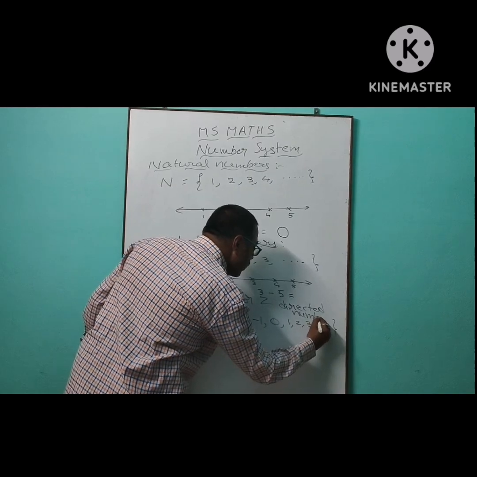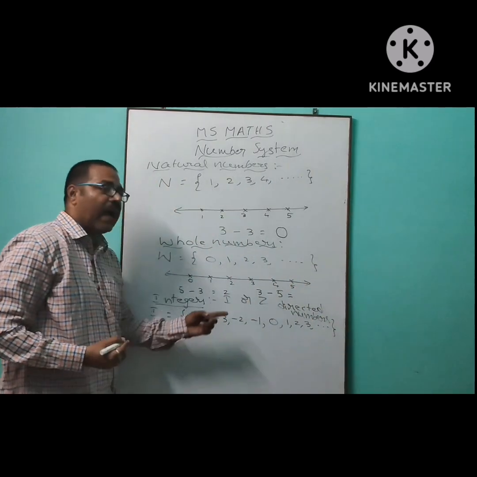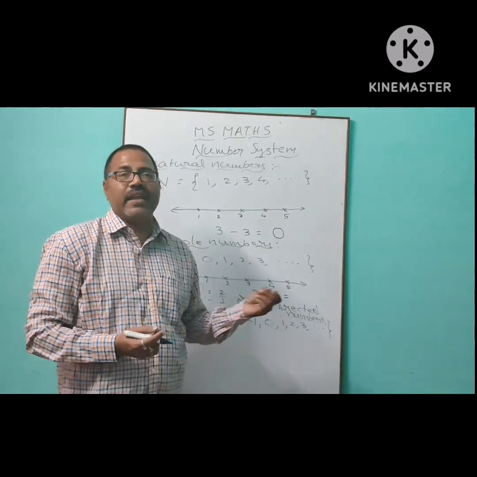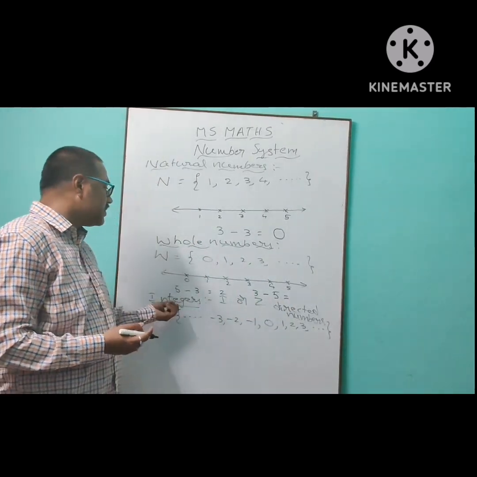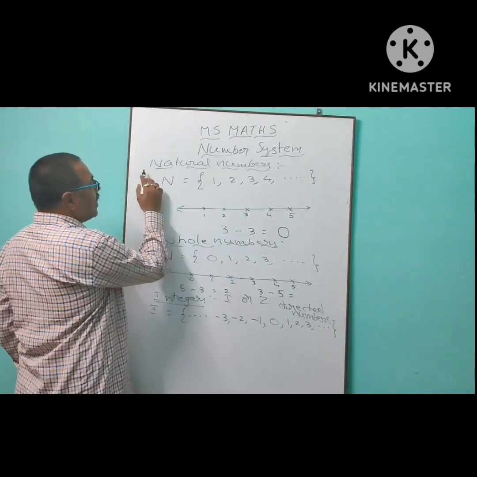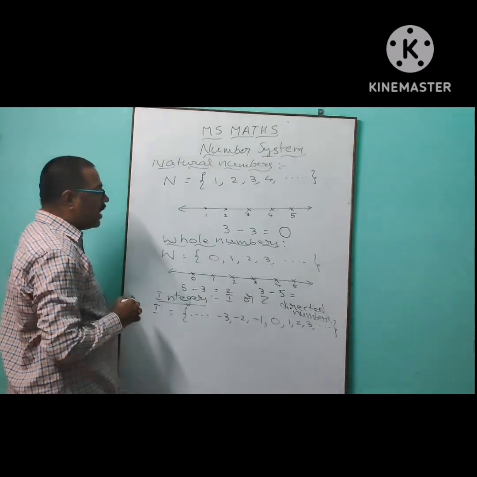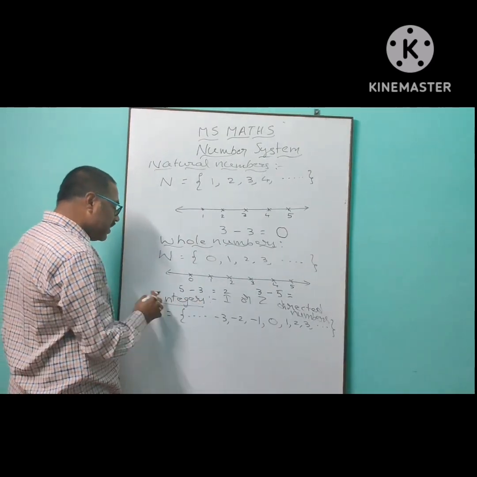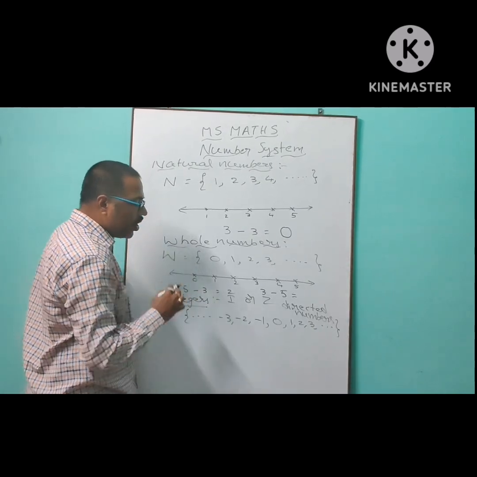Directed numbers, because they have direction. These integers have a direction, children, so we call them directed numbers also. And see, natural numbers start with N, that's why they are denoted by N. Whole numbers start with W, denoted by W. Integers start with I, that's why they are denoted by I.